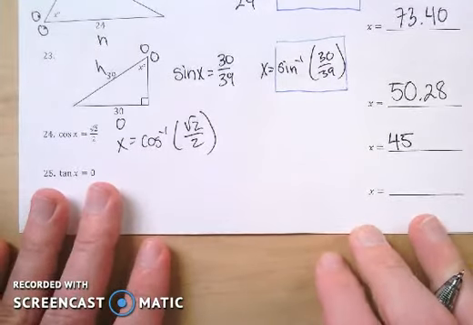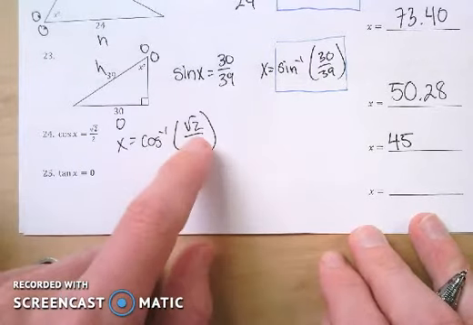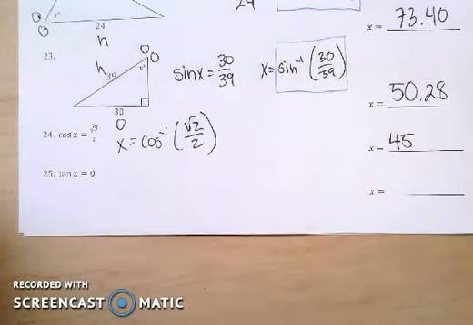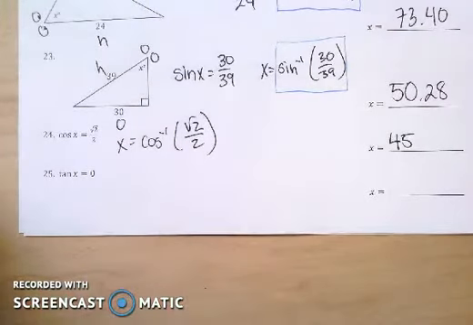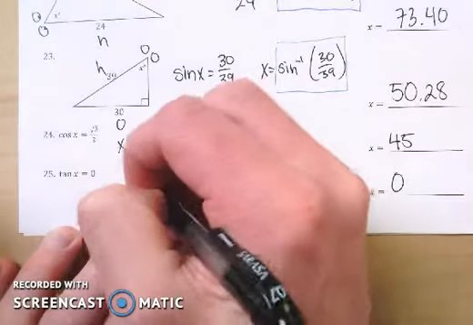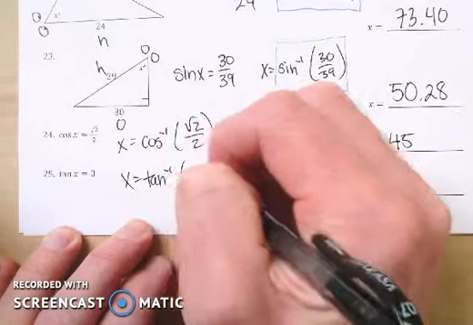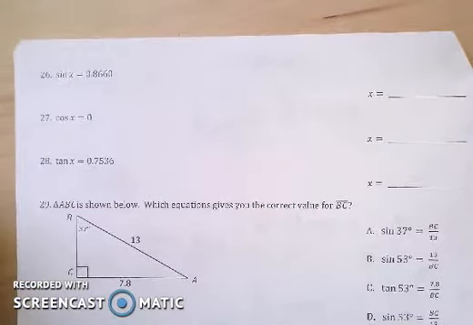Okay, and the real reason why you're going to come up with 45 is because this is very similar to our 45-45-90 sides if you look at the ratios. But also make sure you use parentheses when you're putting this in your calculator so you don't accidentally make a mistake. Okay? And then you're going to take the inverse tan of 0, which is going to give you 0, which is not that exciting, but that's what you get. Okay, so these are just taking the inverses and putting them in your calculator.